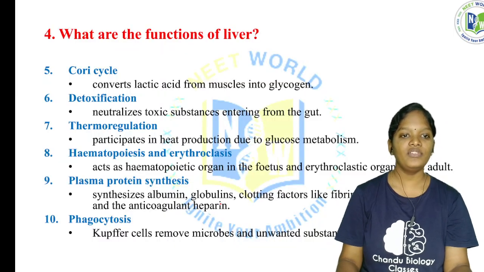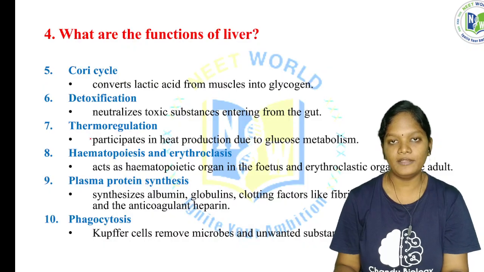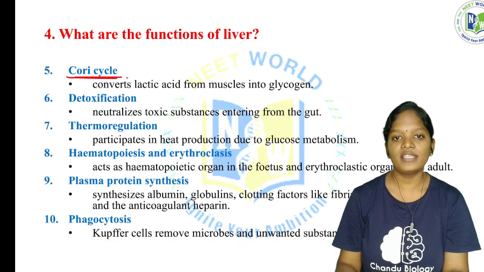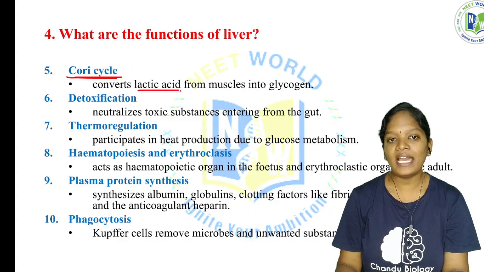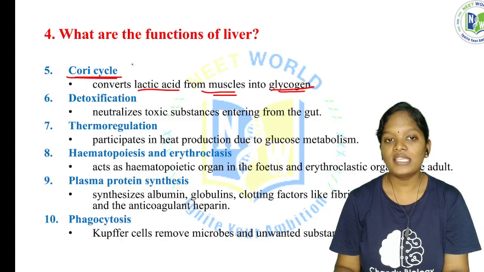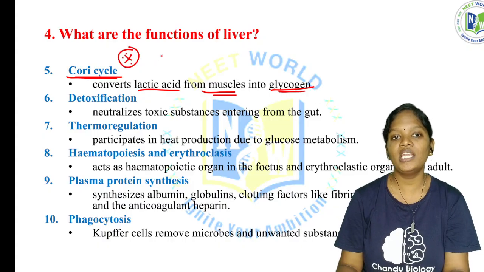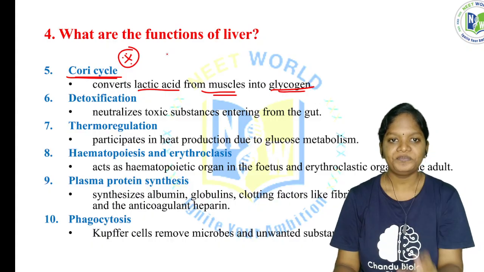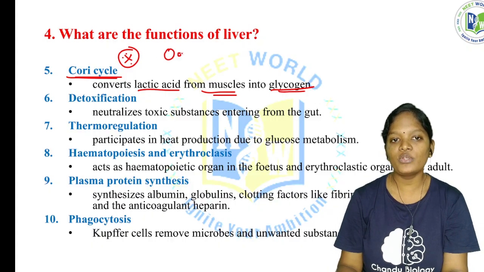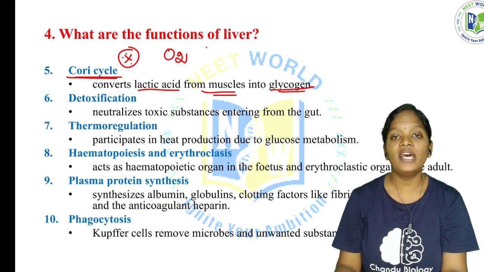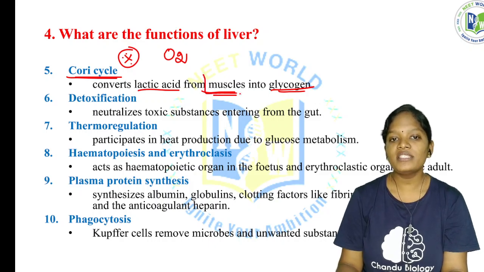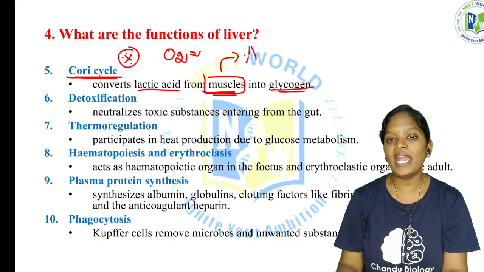The fifth important thing is the Cori cycle. You should know it converts the lactic acid from the muscles into glycogen. This is an important phenomenon. What is the concept behind this Cori cycle? Whenever we are doing exercise, our cells are devoid of oxygen. Our cells are in need of more oxygen. Once the muscle is exhausted of oxygen, all the cells respire anaerobically.